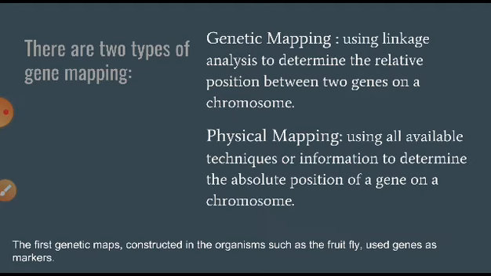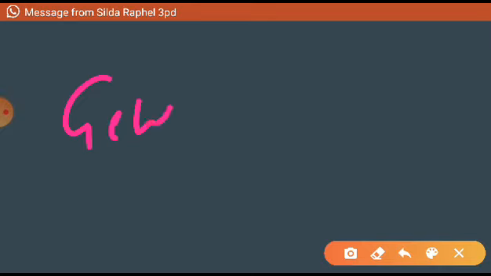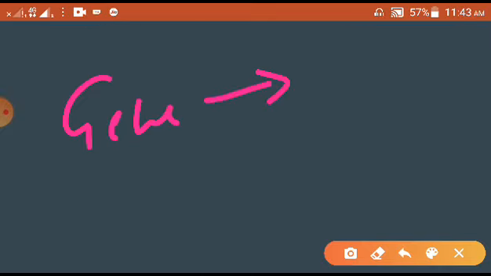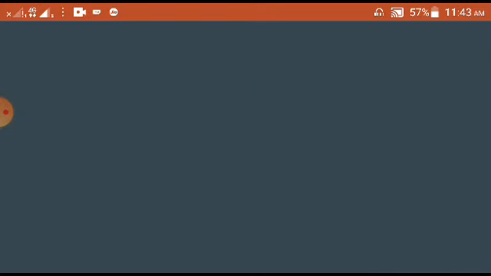Before moving further, I would like to make certain things clear to you. One thing you understood, that gene mapping is nothing but locating a gene in the total genome. When we talk about the gene, when you study the gene, what will the gene give you? The gene will give you genotypic information, right? The gene will give you genotypic information.